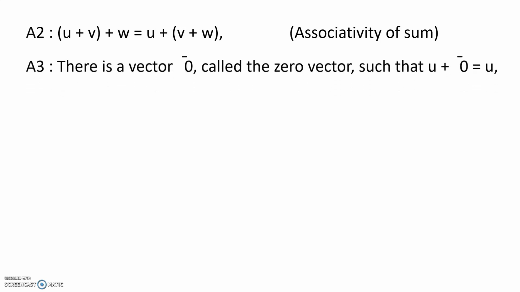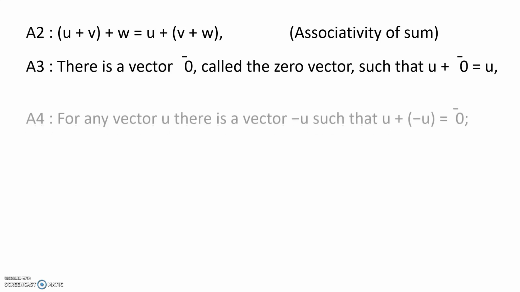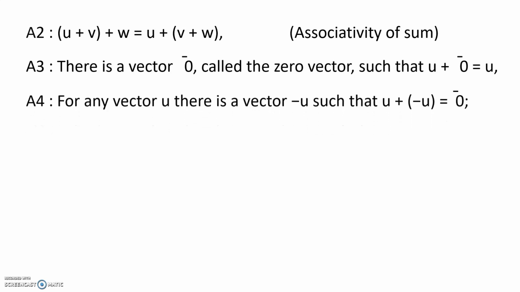A3, there is a zero vector such that u plus 0 bar is equal to u. A4, for any vector u, there is a negative vector minus u such that u plus minus u is equal to 0 bar.